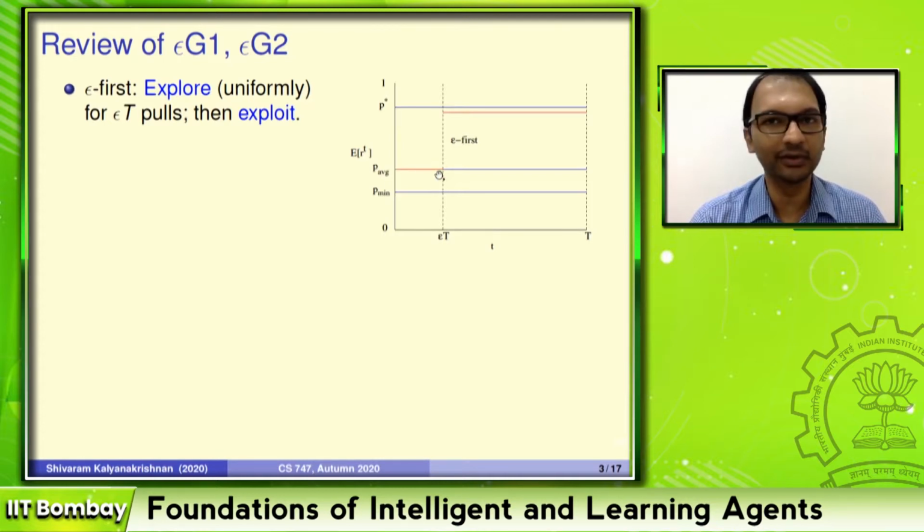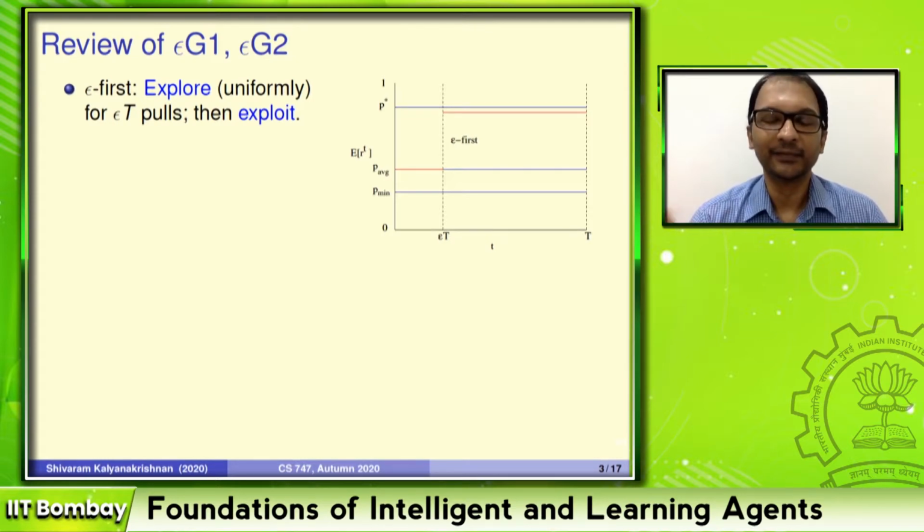For the first epsilon t pulls, we are picking arms uniformly at random, and therefore the expected reward that we're going to get is p average. Thereafter, after having explored, we'll start exploiting. Now it is conceivable that we'll be pulling a good arm, maybe an optimal arm. So it's quite possible that in the exploitation phase we do better, maybe as well as P star sometimes, maybe slightly worse off sometimes, really depending on the outcome of what happened during exploration.